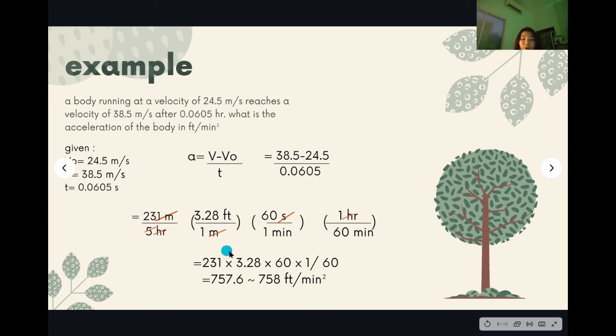231 times 3.28 times 60 times 1 over 60 times 1. It will be 757.6. It will be rounded off as 758 feet per minute squared.